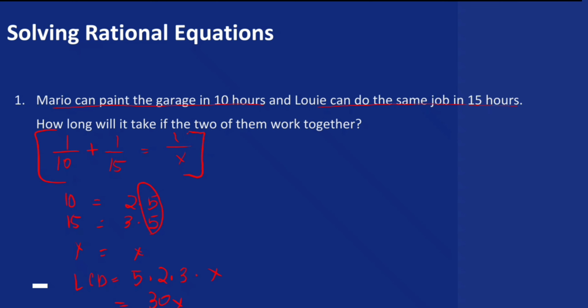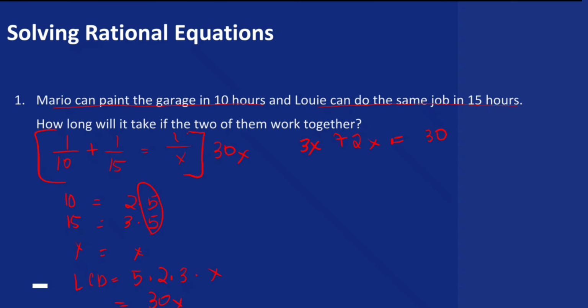And we will use that to eliminate the denominator. 1 over 10 times 30x will give us 3x. And 1 over 15 times 30x will give us 2x, equal to 1 over x times 30x is 30.